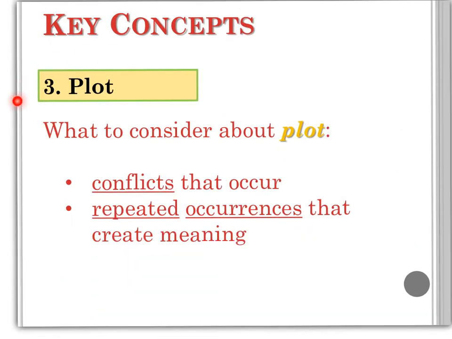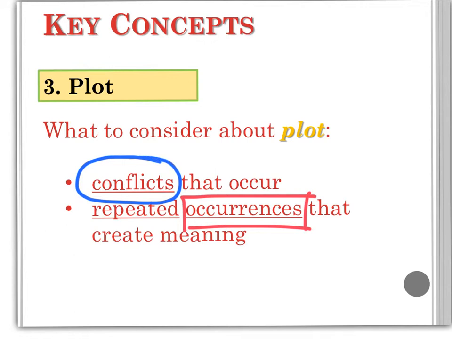Another possible topic is plot, and basically what this means is that you're going to write about particular occurrences that happen in the text. One thing that might be important to consider is, do you see any conflicts that happen, maybe multiple times? You could definitely focus a topic in a thesis statement on that. And then, of course, any repeated things that happen in a text that end up furthering your understanding of what's happening. So plot is basically: is there a particular occurrence that you would like to write about?